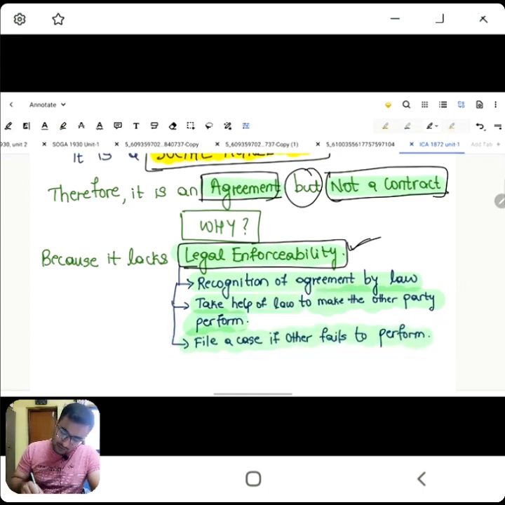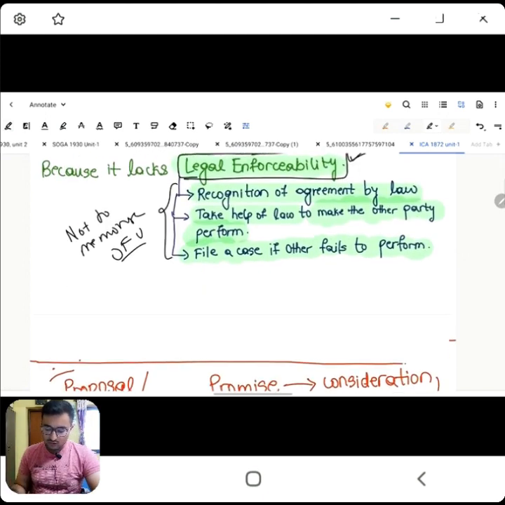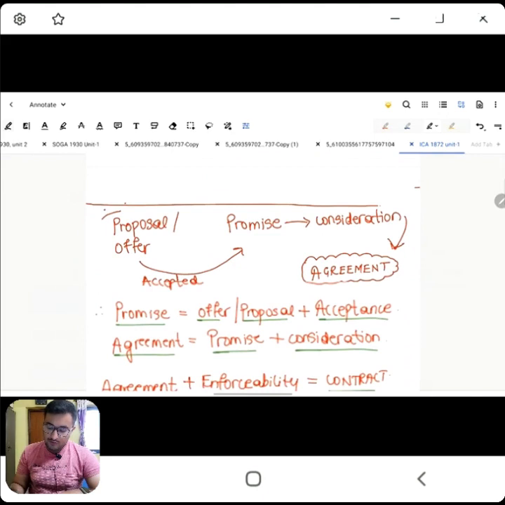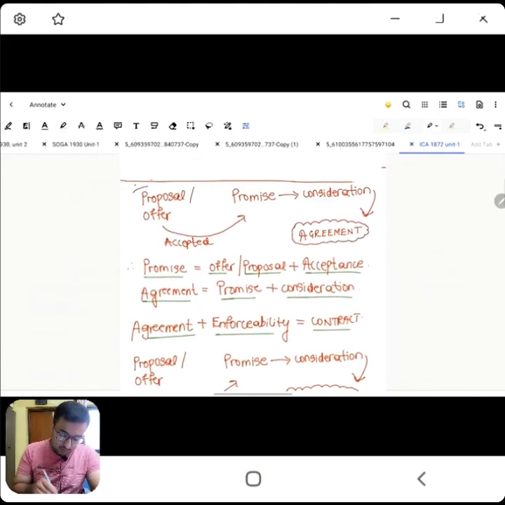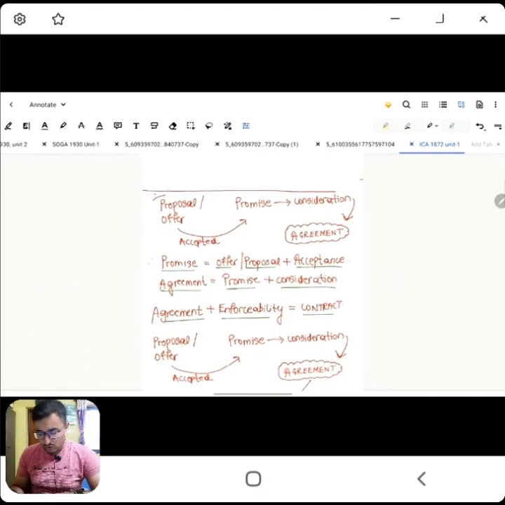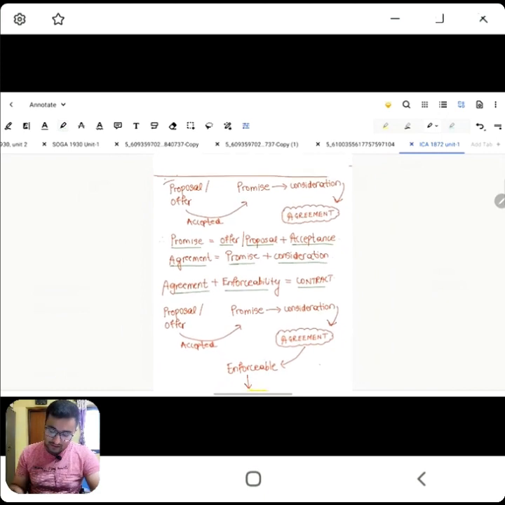Now, these points are not to memorize, these are only for understanding. Okay, only for understanding. So once again, summarizing things for you, I'm going very slowly. As and when we progress, the speed will increase, right? Start slowly, then gradually increase the speed. First, you make a proposal. You make a proposal or an offer.